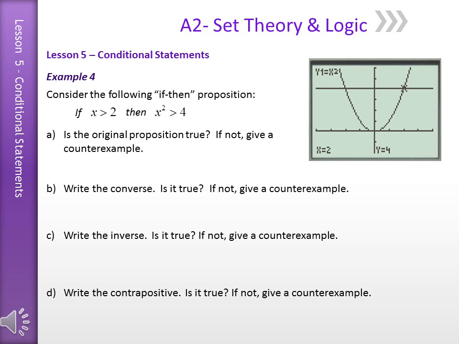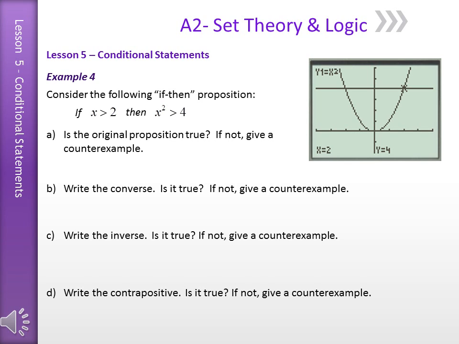Now I've just made a copy of the graph made with a graphing calculator, just so that we can visualize what we're talking about. So x is greater than 2 is, if you can see where the cursor is, everything to the right of that. And x squared is greater than 4 is going to be the curved part, and it's going to be above the cursor.